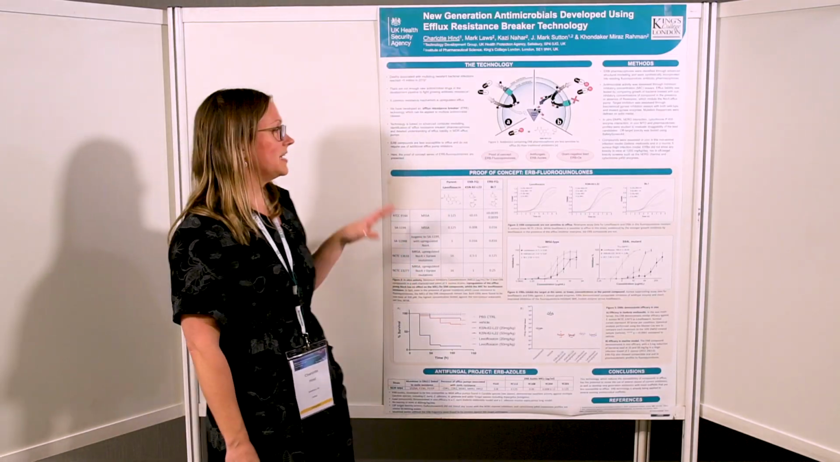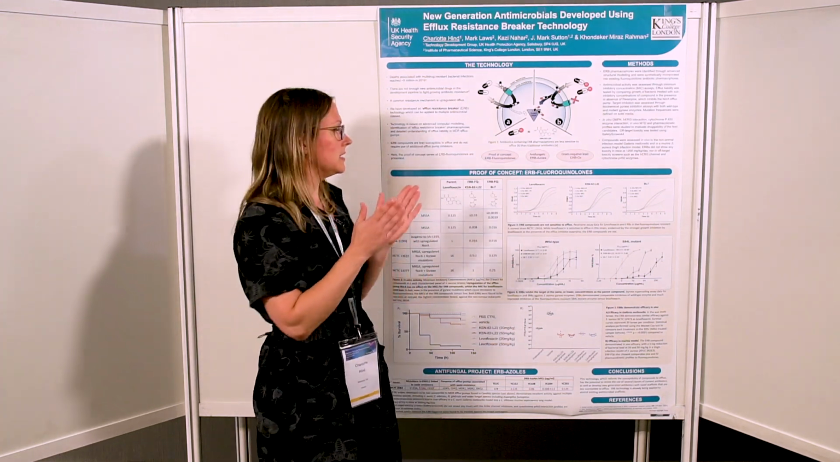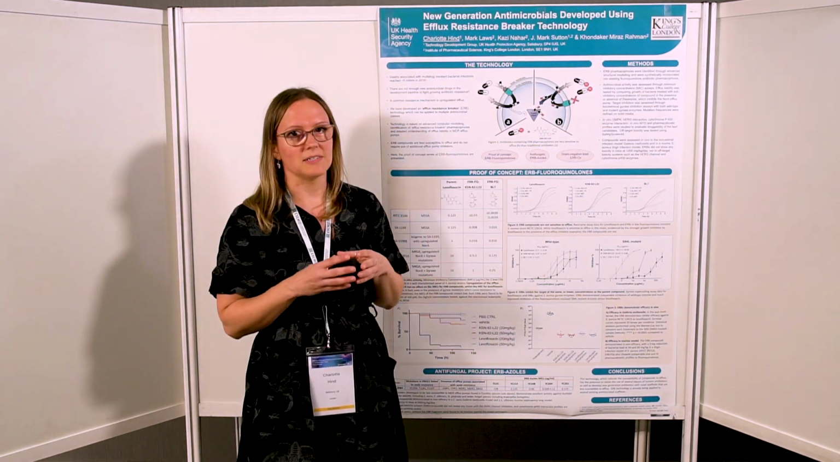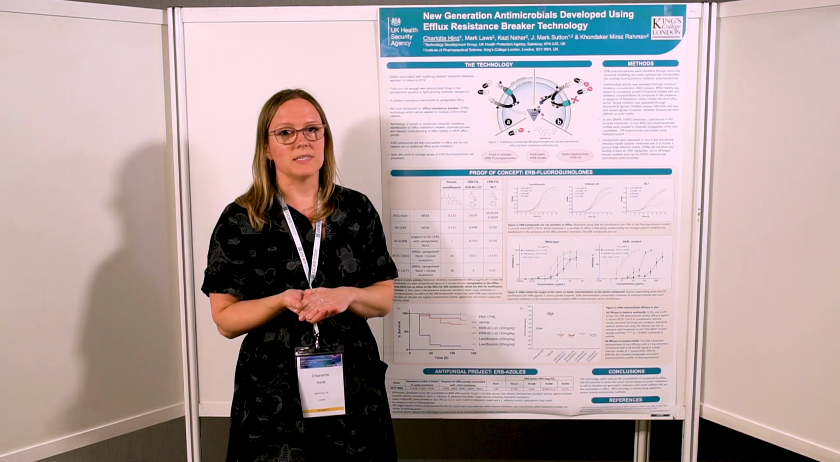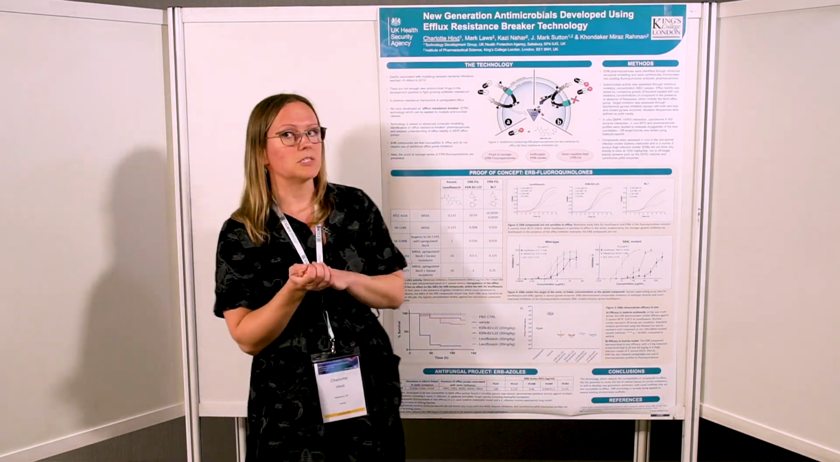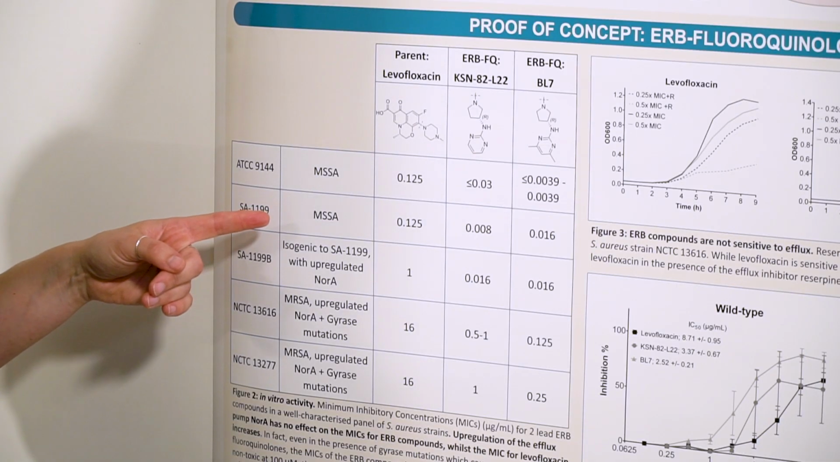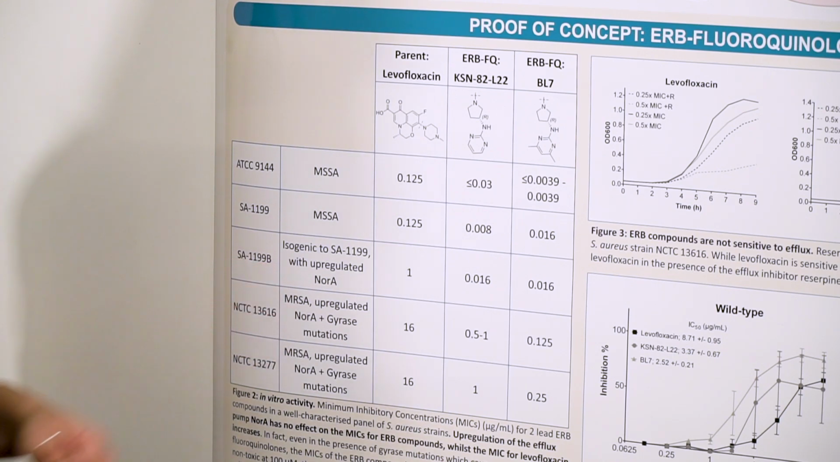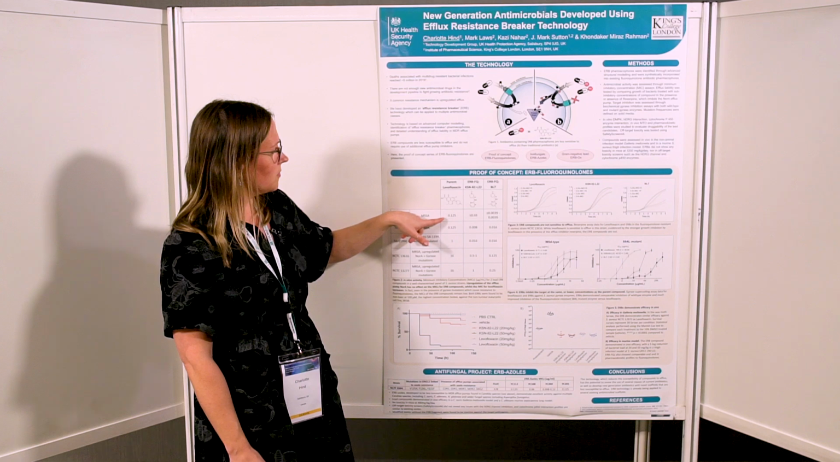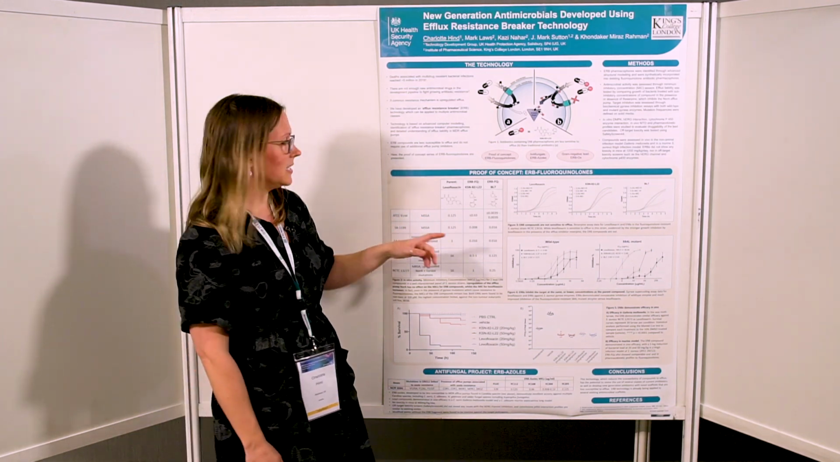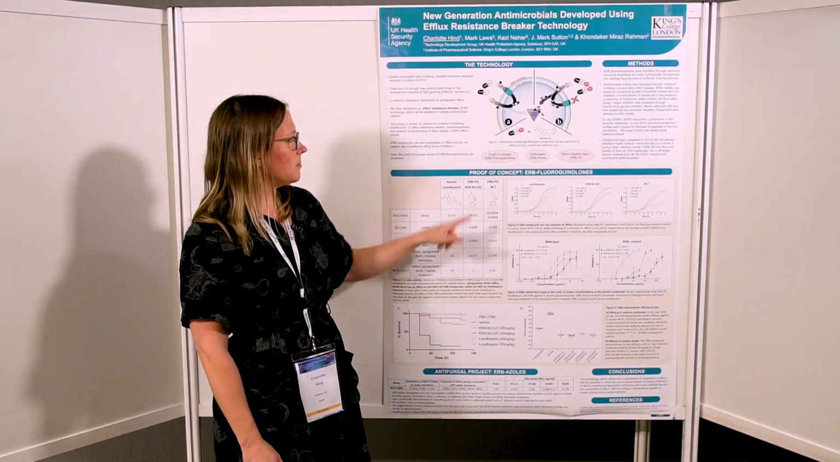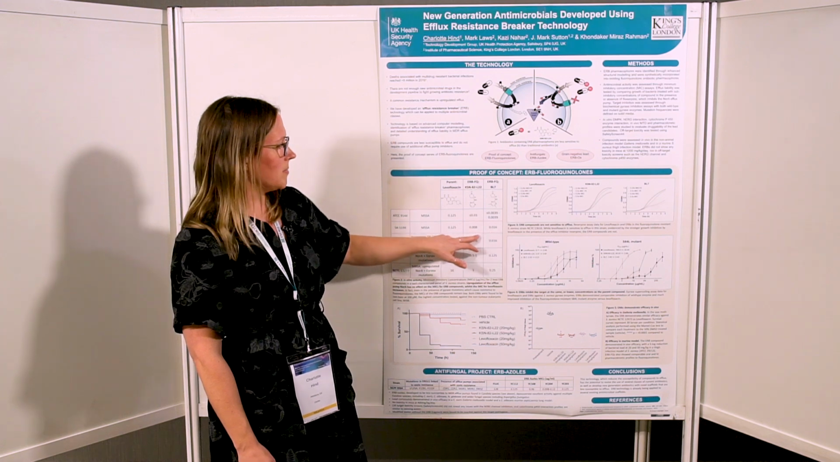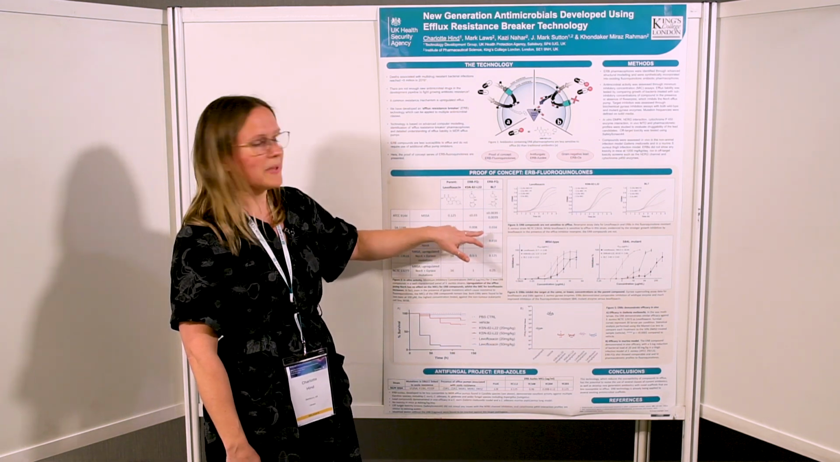We initially targeted gram-positives as an easy start. We used levofloxacin as the scaffold and NorA as the efflux pump to demonstrate this technology would work. We assembled a panel of Staph aureus strains. The first two strains are sensitive strains, so they've got an MIC of 0.125 to levofloxacin. Now, two lead ERB compounds have really low MICs, like 0.08 and lower.